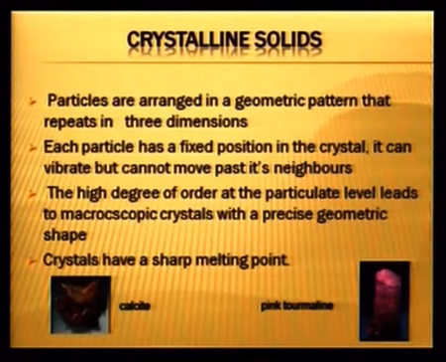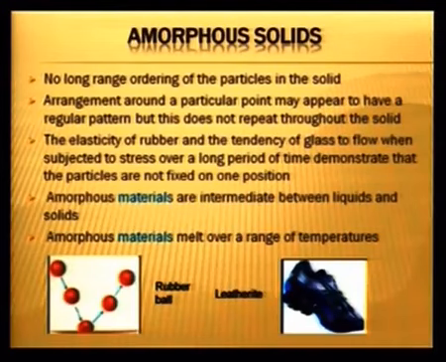Then come to amorphous solids. We can see the properties of amorphous solids. Just to recapitulate, there is no long-range order of particles in amorphous solids. The arrangement around a particular point may appear to have some regular pattern, but this pattern does not repeat throughout the solid. For example, the elasticity of rubber and the tendency of glass to flow when subjected to stress over a long period of time demonstrate that particles are not fixed in their positions. Very slowly they can change their positions. So, therefore, they have a tendency to flow, although very slowly.